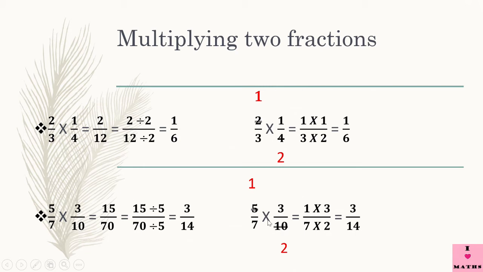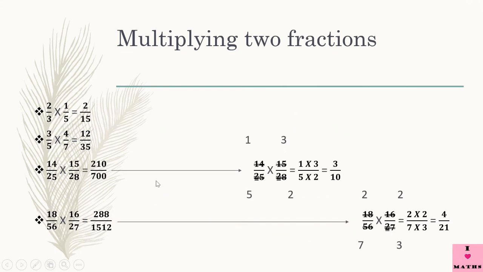So children, see, 5 and 10 have got cancelled. Now we will not include the numbers which have got cancelled, beta. These are the fresh numbers which we have got. 1 and 2 are the fresh numbers which we have got. So this is how we are supposed to do it. Okay, let us see some more examples.